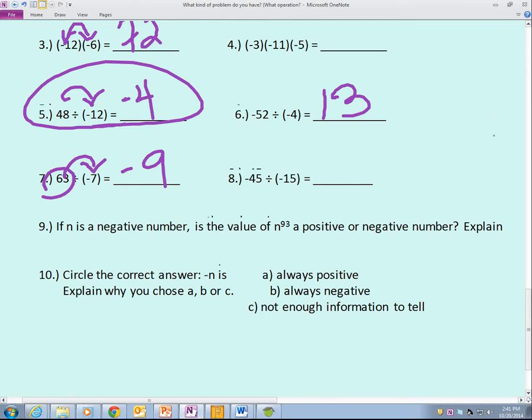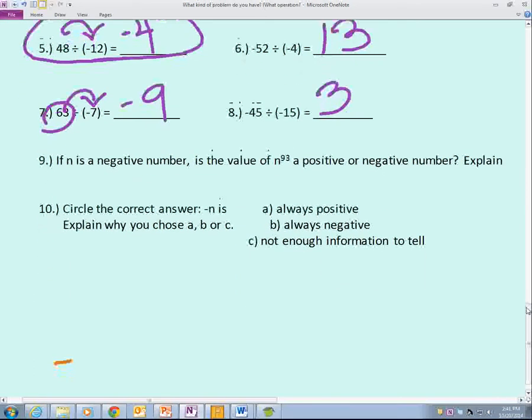All right, then the next one we have is negative 45 divided by negative 15. Two negative numbers create a positive quotient, and that's just going to be a positive 3. Yay. Now, for the next number, we got a good one.